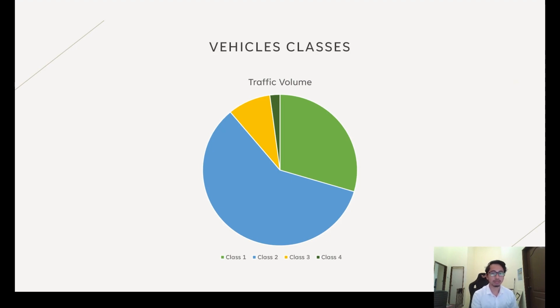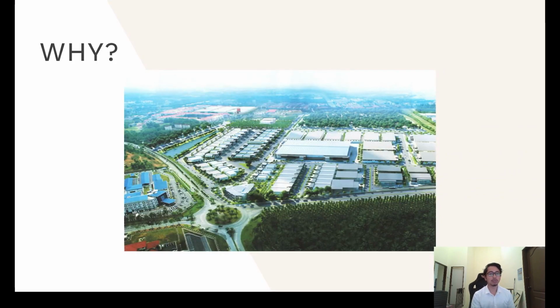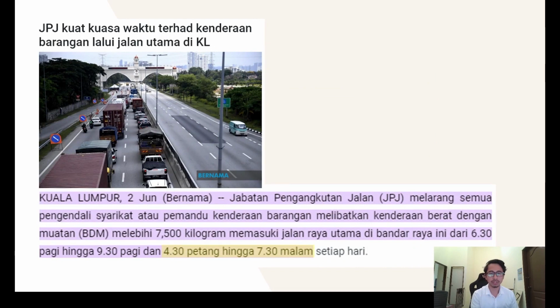The most common vehicle class is class 2, and the least is class 4, which is the heavy trucks and buses. You probably wonder why class 4 has the least number of vehicles, although it is an industrial area. This is because class 4, which exceeds 7,500 kilograms, can use the road from 4:30 p.m. until 7:30 p.m. every day. That is the reason why class 4 had the least number of vehicles at the intersection.